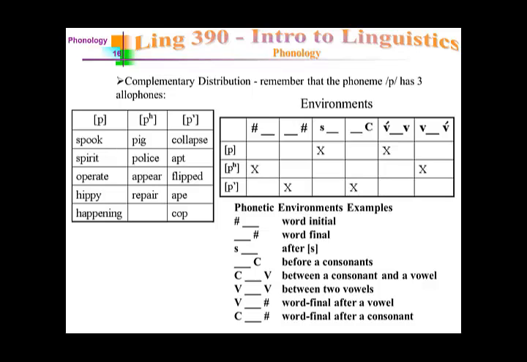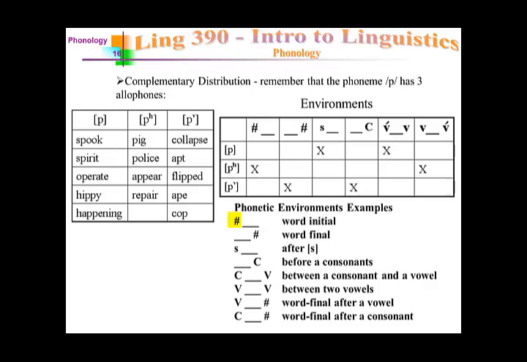Now let's get into a more complex example. Here we see the three allophones of p, with a set of words showing where each allophone occurs. Then we have a chart showing some different possible environments where allophones might occur. Below are some definitions of this linguistic notation. The underline shows where the sound of interest, in this case some kind of a p, occurs, and what's around that underline shows the environment.